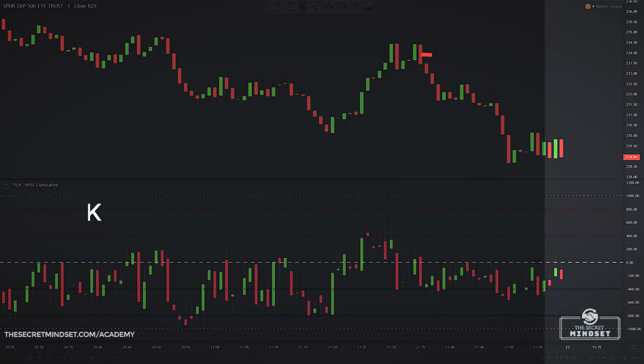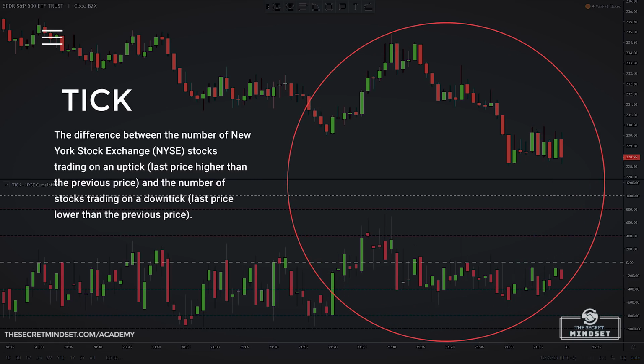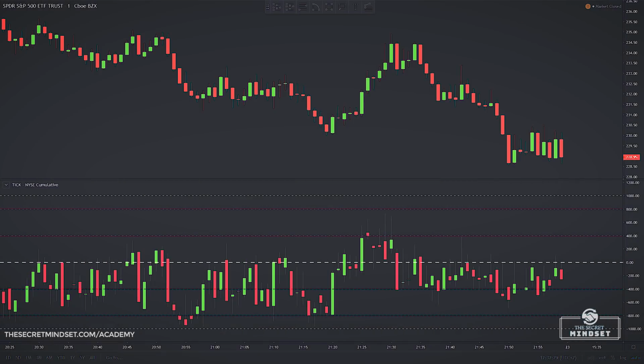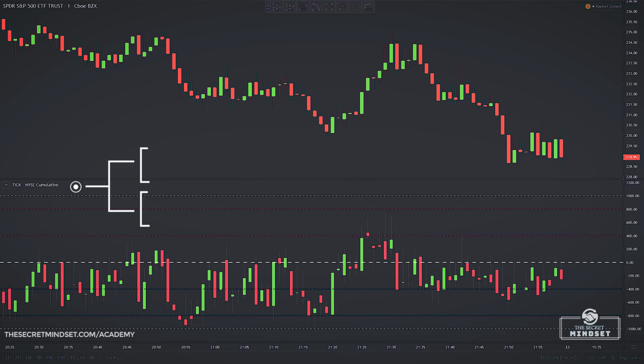So tick measures the difference between the number of New York Stock Exchange stocks trading on an uptick, meaning last price higher than the previous price, and the number of stocks trading on a downtick, last price lower than the previous price. For example, if at a given moment 5,200 stocks were trading up from their previous prices and 4,800 were trading down from their previous prices, the tick reading would be plus 400.